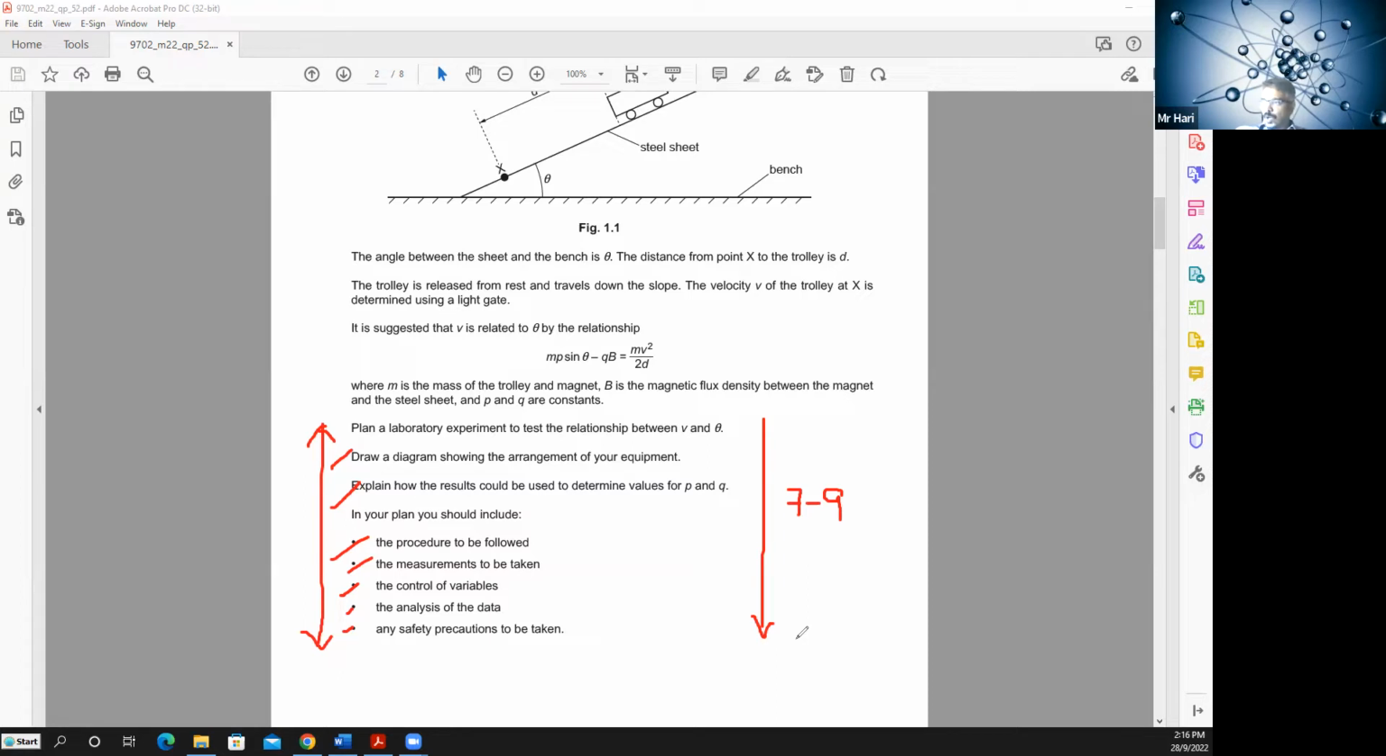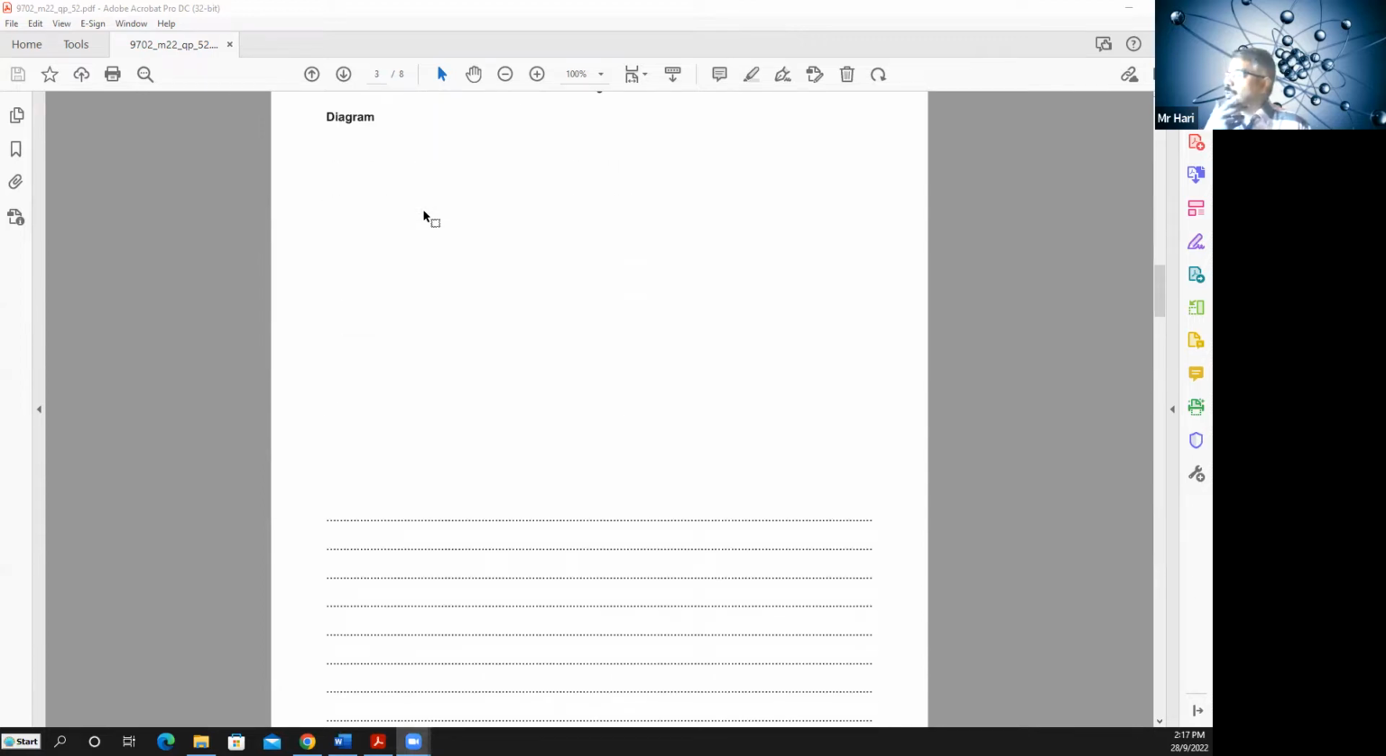So if you want to score a higher mark, how do we go about it? According to the poll just now, most of them say draw the diagram first. The problem is that when you start to draw the diagram first, what are you planning to draw? Because you haven't planned the experiment. You do not know how the experiment is going to look like at the end.